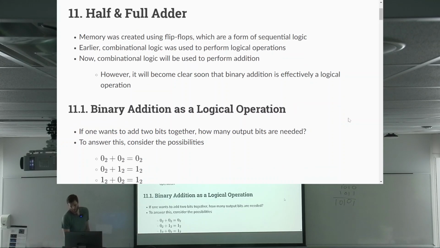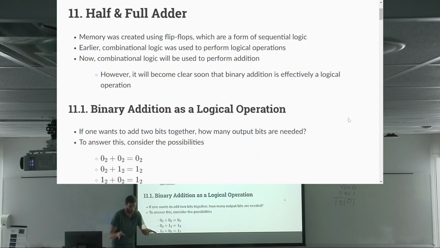So, memory was created using flip-flops, which are a form of sequential logic. Okay? Whatever the lab we just did was called the sequential logic one. Sequential because there's a temporal aspect. Things happen in sequence. Then there was combinational logic. That was the decoders, multiplexers, demultiplexers, and programmable logic arrays, where it wasn't stateful. It was just inputs, outputs, right? There was no temporal aspect to it.